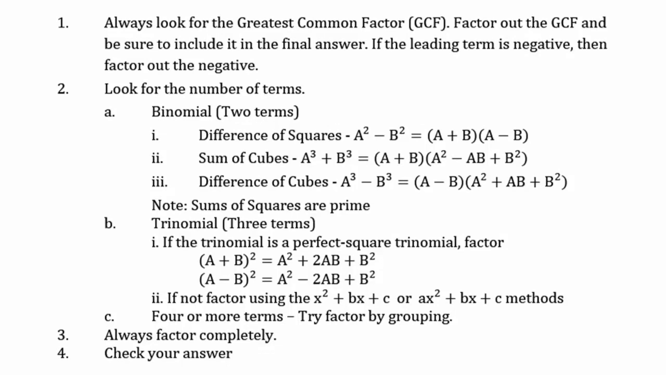First off, the very first thing, as I've said in previous videos, is you should always look for the GCF, the greatest common factor of a polynomial. Factor out that GCF and be sure to include it in the final answer. Also, if the leading term is negative, then factor out that negative as well. And then the second step is, after you factor out the GCF, if one exists other than 1, look for the number of the terms.